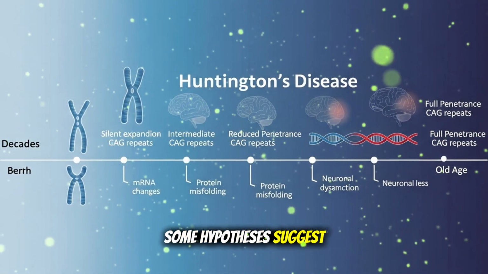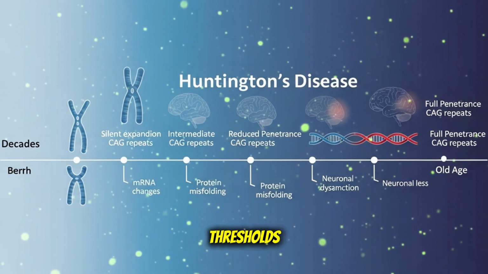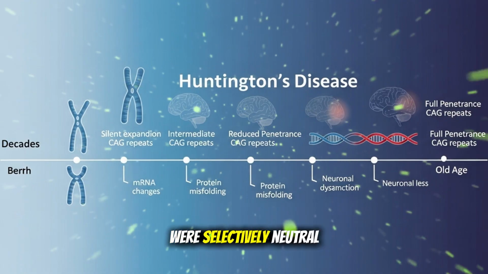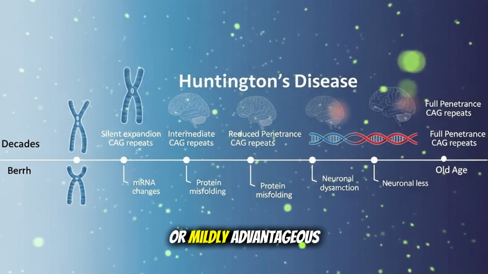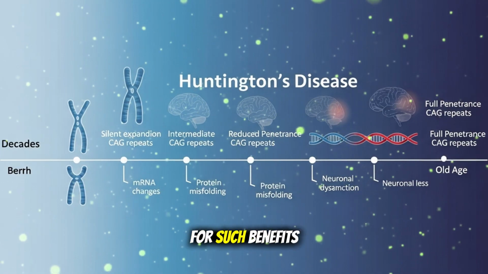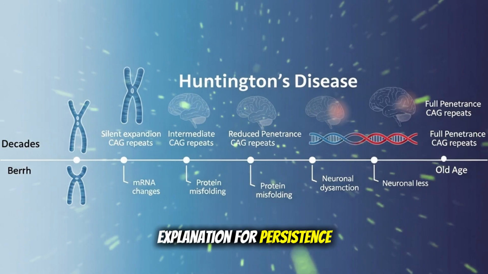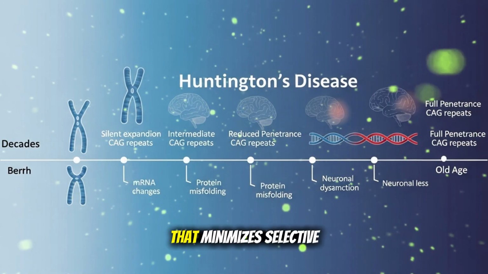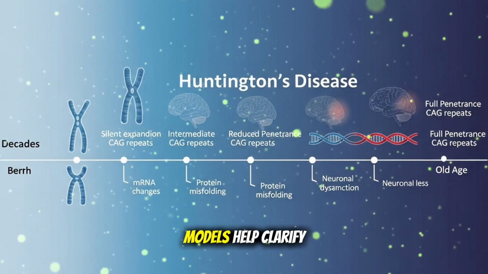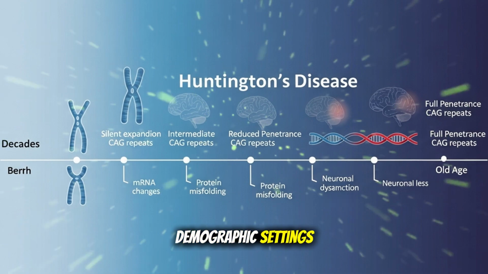Some hypotheses suggest that slightly expanded alleles, still below disease thresholds, may influence biological processes in ways that were selectively neutral or mildly advantageous in past environments. However, current evidence for such benefits remains limited, and the primary explanation for persistence remains the delayed onset that minimizes selective pressure. Today, evolutionary genetic models help clarify how repeat expansions behave within different demographic settings.